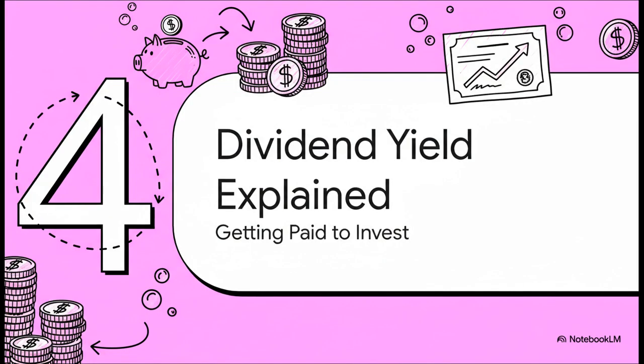All right, our first two ratios were all about a stock's potential value. But what if a stock could just pay you cash for owning it? Well, it can, and that's where our third tool comes in, the dividend yield. This one's all about the cash you can get back as an investor.